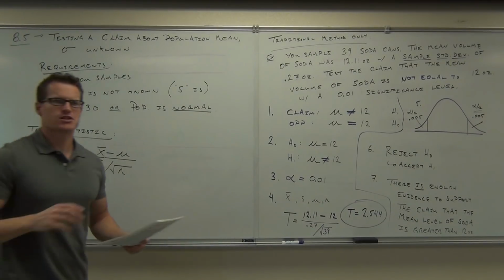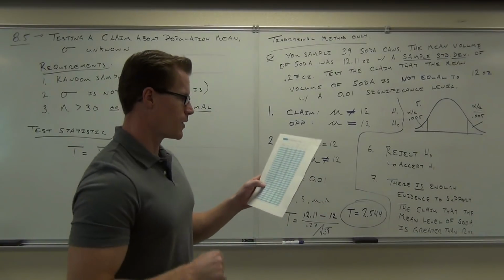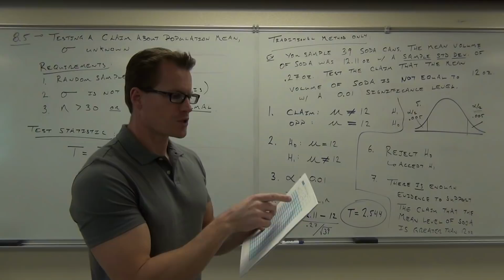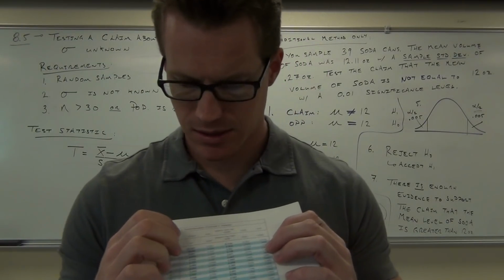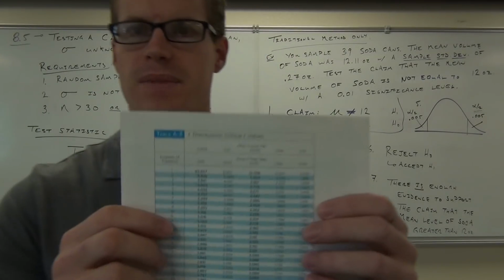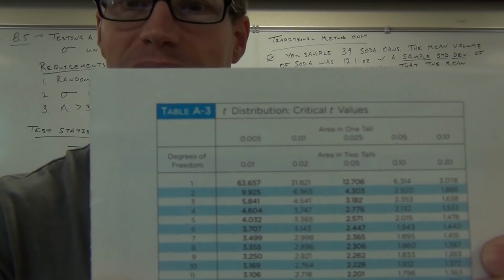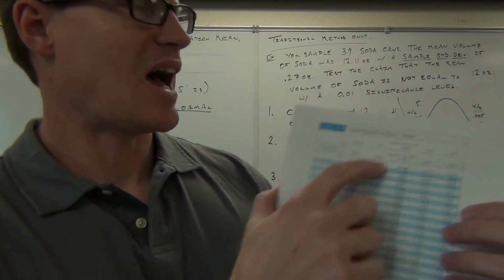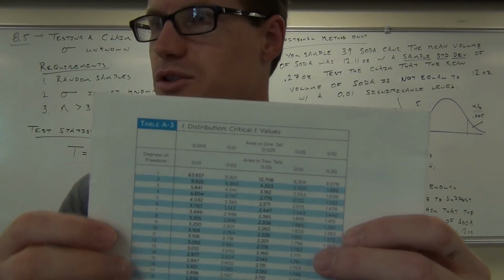Our degrees of freedom is still 38, so we're still down there at the 38 row. But I want you to look at the area in two tails. So it says area in two tails. If you do area in two tails, how much area is combined in the two tails? So that's what you're looking at.